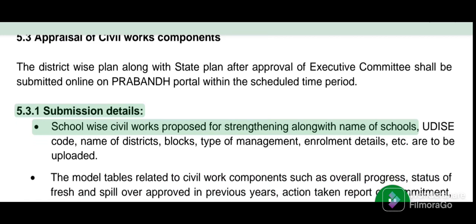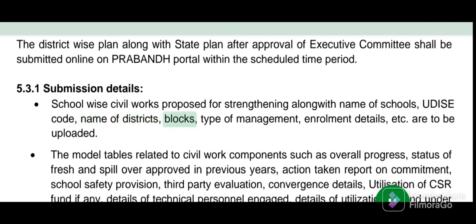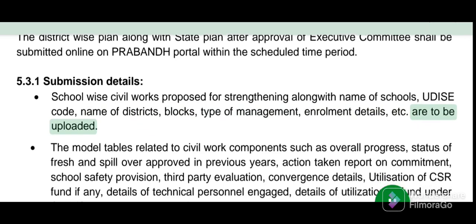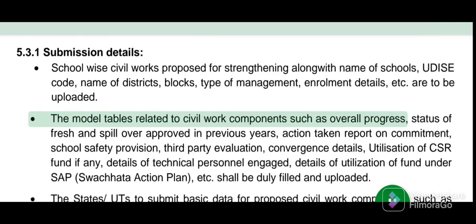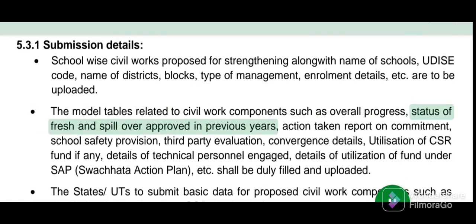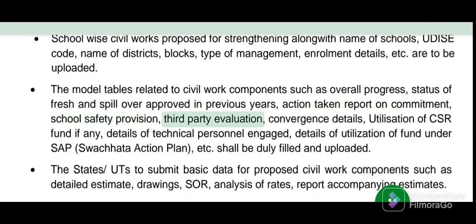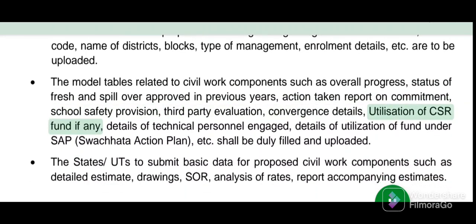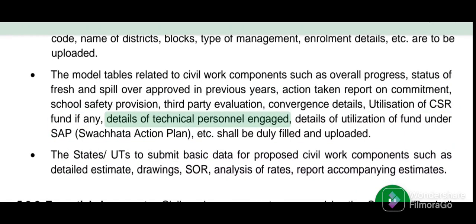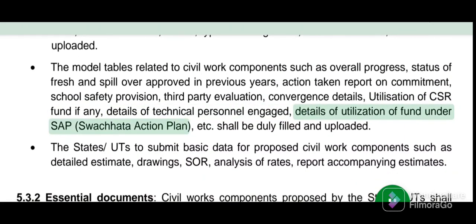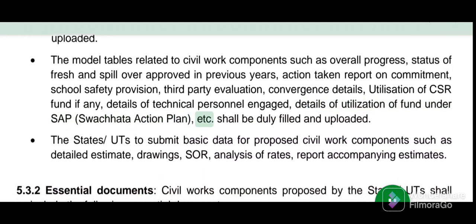5.3.1 Submission Details. School-wise civil works proposed for strengthening along with name of schools, UDISE code, name of districts, blocks, type of management, enrollment details, etc. are to be uploaded. The model tables related to civil work components such as overall progress, status of fresh and spillover approved in previous years, action taken report on commitment, school safety provision, third-party evaluation, convergence details, utilization of CSR fund if any, details of technical personnel engaged, details of utilization of fund under SAP Swachhata Action Plan etc. shall be duly filled and uploaded.